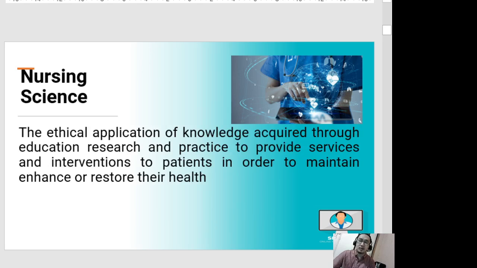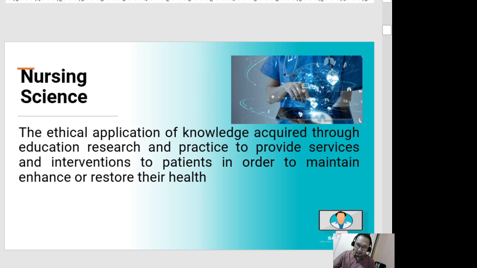One concept which I'll be focusing on later is nursing science. Nursing science is the ethical application of knowledge which is acquired through education, research, and practice to provide services and interventions to patients in order to maintain, enhance, or restore their health. It is also the advocate for health to acquire, process, generate, and disseminate nursing knowledge to advance the nursing profession.